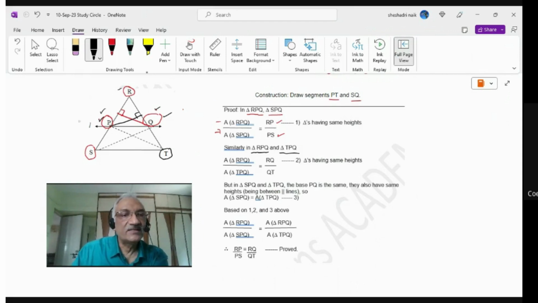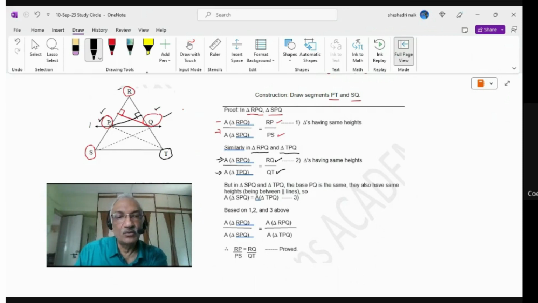So obviously this perpendicular is the same, and in this case as well the height is going to be the same. So the area of RPQ upon area of TPQ is going to be proportional to the bases. The base here is RQ, the other one is QT. So the same rule that we have applied, that if the height is the same, the area will be proportional to the bases.